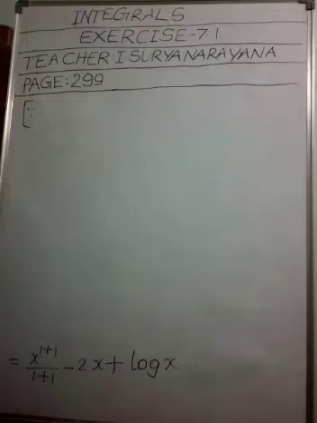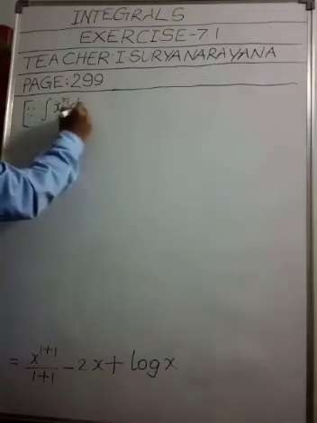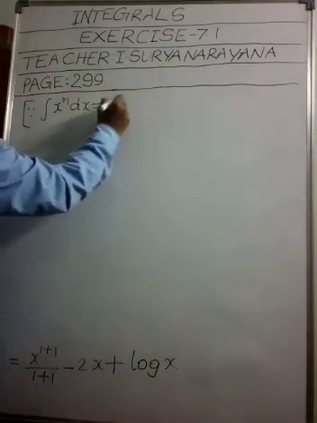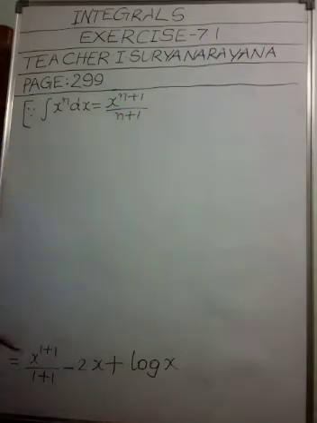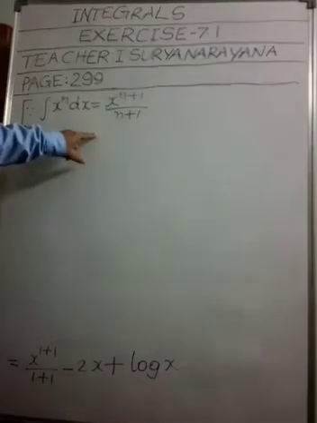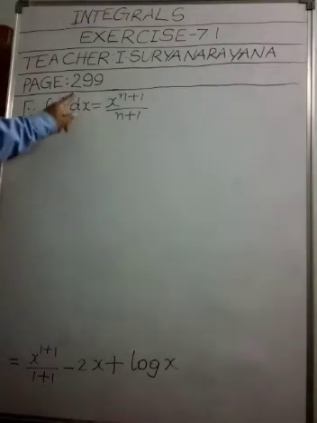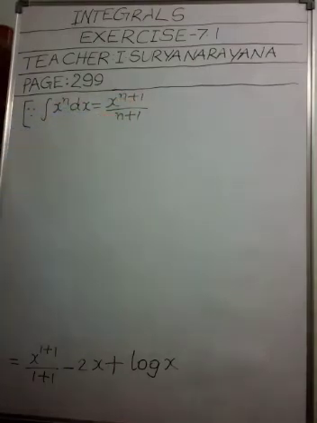For the first term, what is the formula we used here? Integral x power n dx is equal to x power n plus 1 by n plus 1. To get the first term we used this formula.